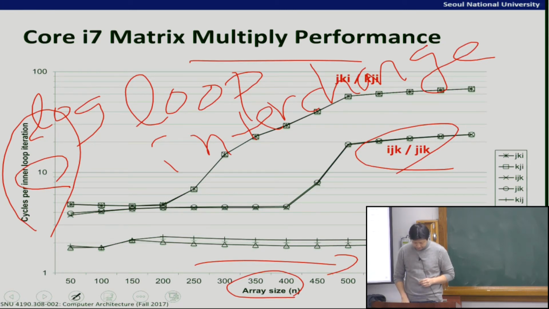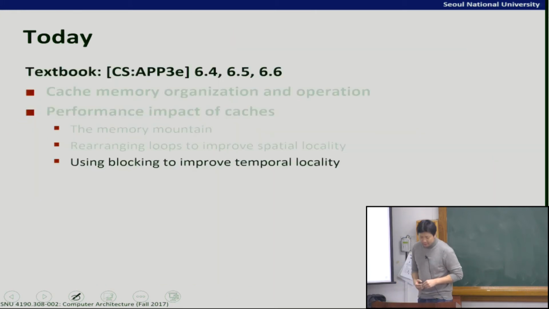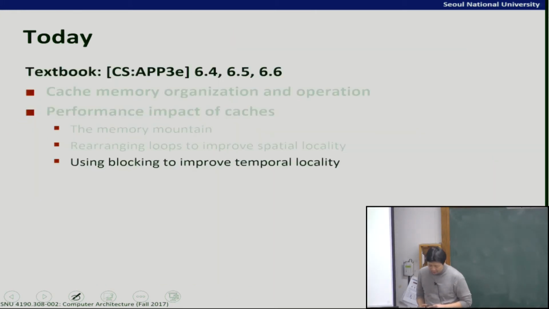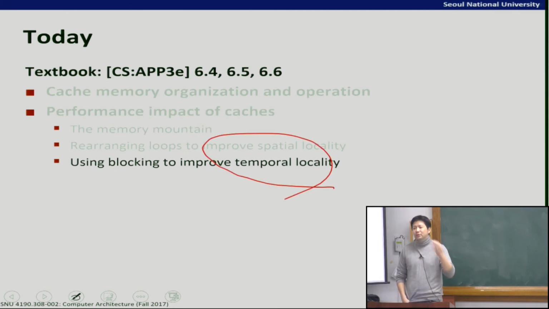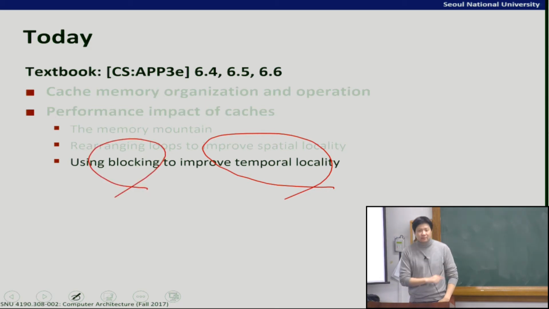Okay. All right. So the next topic, the last topic of this lecture, is about how you can improve the spatial and temporal locality. So now we move on to improving the temporal locality instead of spatial locality. And we're going to introduce a new technique called blocking.